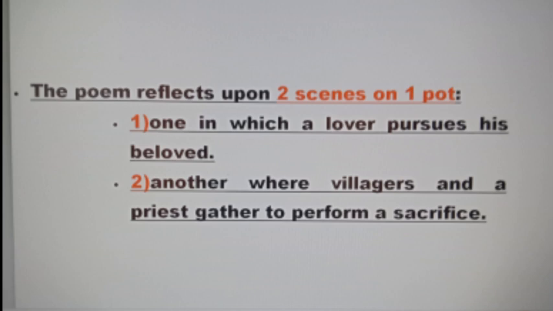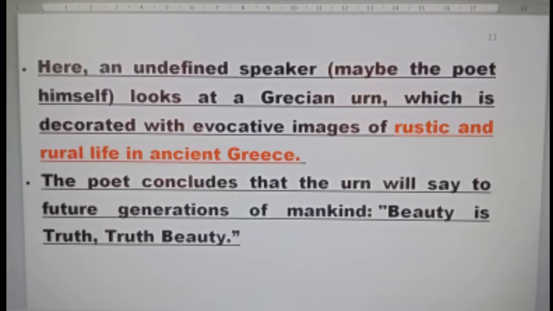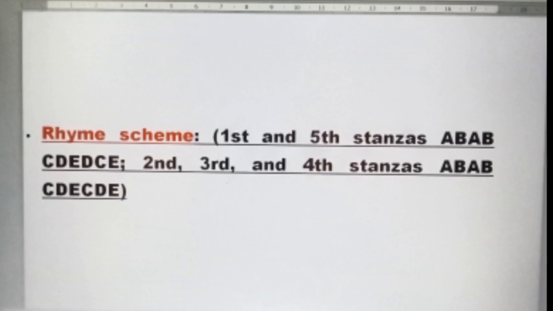Here, an undefined speaker, maybe the poet John Keats himself, looks at a Grecian urn which is decorated with evocative images of rustic and rural life in ancient Greece. The poet concludes that the urn will say to future generations of mankind, beauty is truth, truth, beauty.